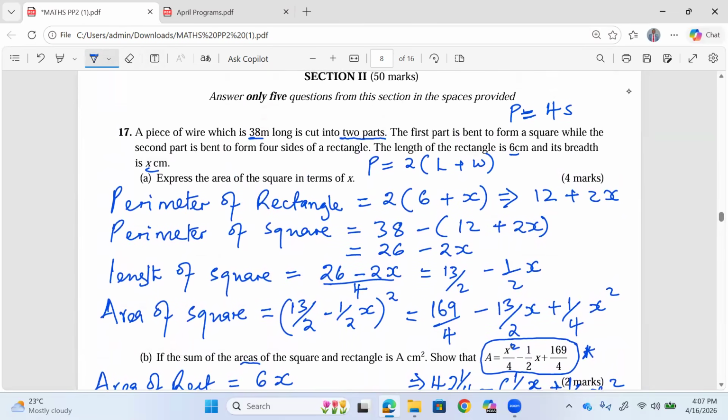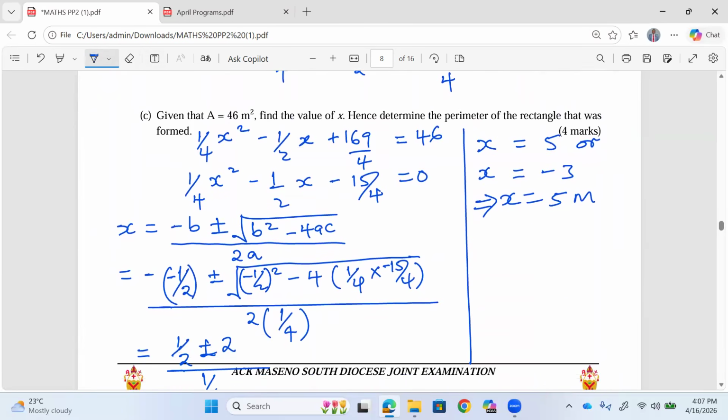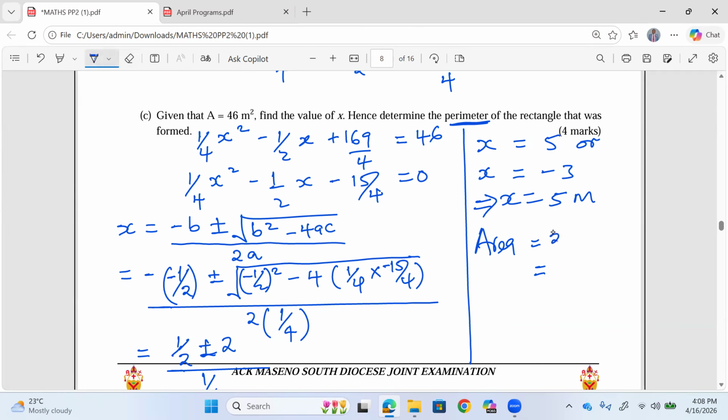Therefore now, the rectangle which was obtained is 6 centimeters times x. So area shall be 6 times x, which is now 5, 30 square meters. Sorry, we are determining the perimeter. Hence, we determine the perimeter now. The perimeter shall be 2.